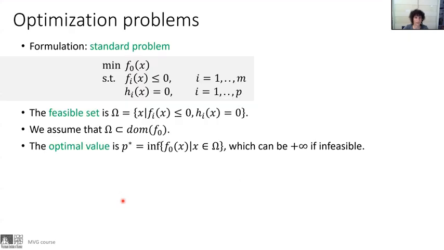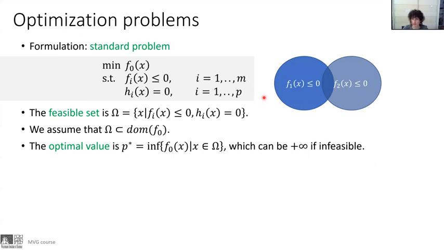So we have this formulation of a constrained optimization problem. We have an objective, we have inequality constraints, we have equality constraints, and we have what we call the feasible set, which means all the x such that the inequalities and the equalities are satisfied. This is called the feasible set.